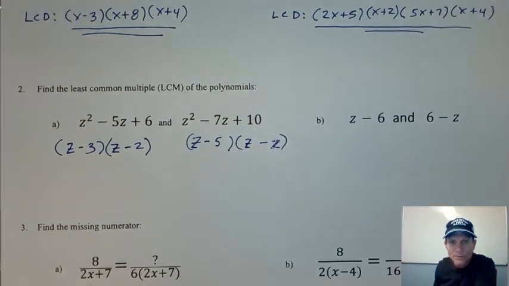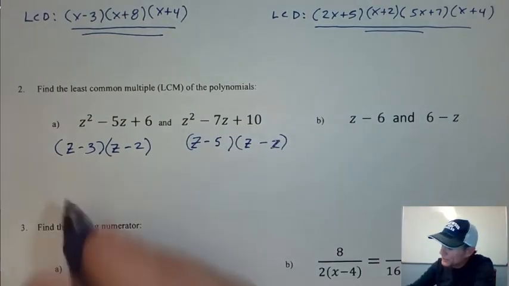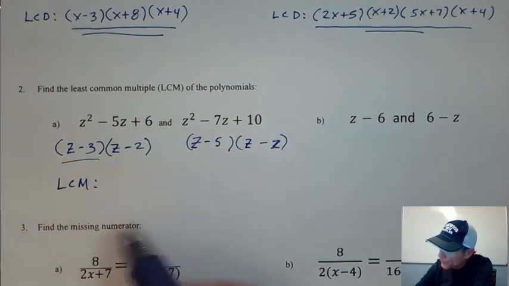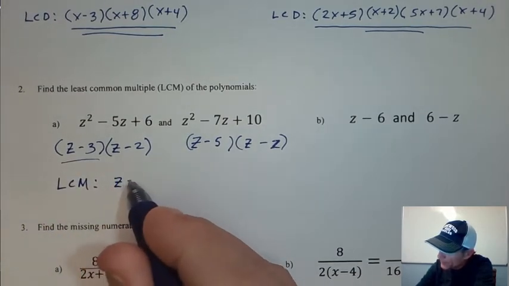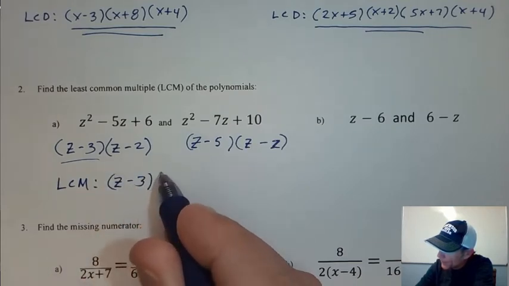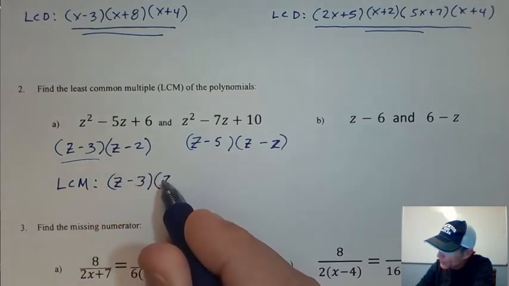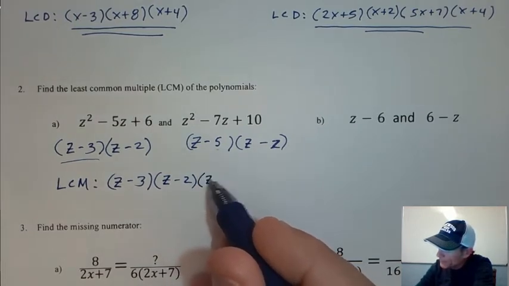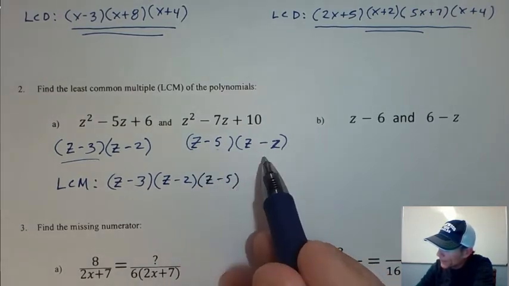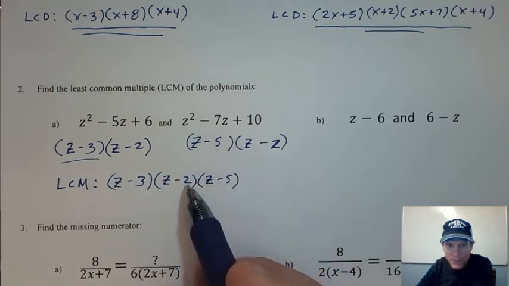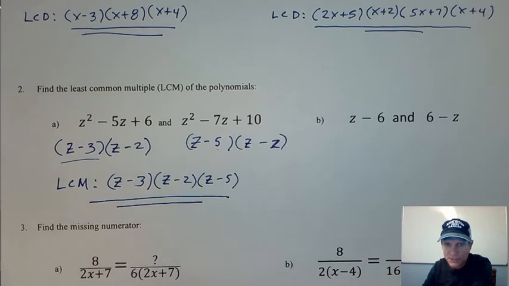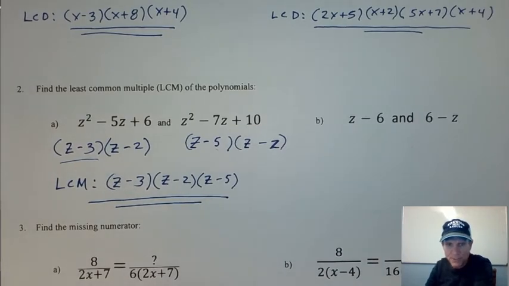So if I want to make the LCM here, remember, all binomials must be represented. So I have to have a z minus 3. Got it. I have to have a z minus 2. Got it. And I have to have a z minus 5. Got it. And I have to have a z minus 2. Well, I already got it. There is my LCM. So see how that was a little different than the first couple there.